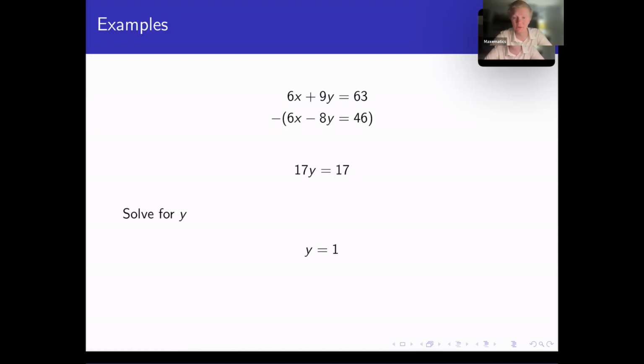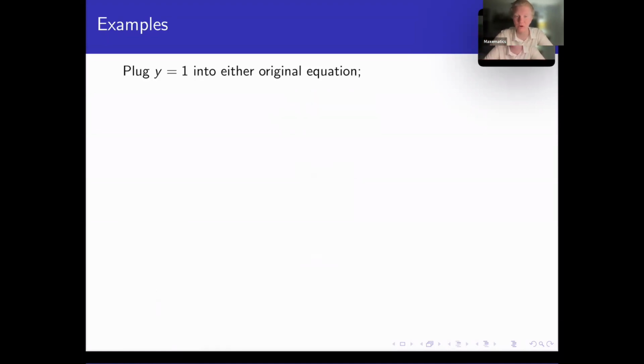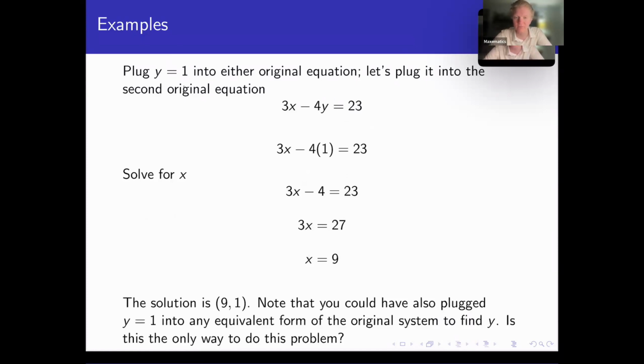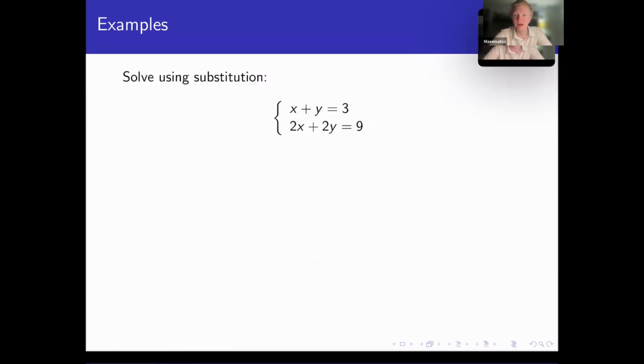And now I think you guys get the idea. We can plug y equals 1 into either original equation or any equivalent form. So let's plug it into the second original equation, because why not? Plug in y equals 1, and now we're just going to solve for x. 4 times 1 is 4. Let's add 4 to both sides. Let's divide both sides by 3. Our answer is then 9, 1, x, y. There's our answer. Let's do another one.